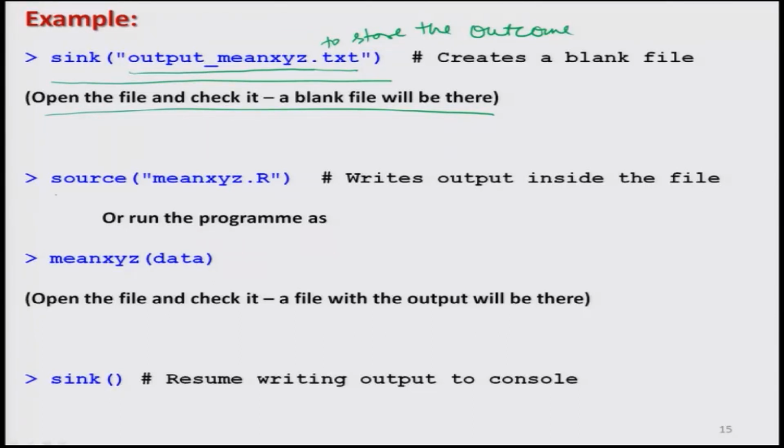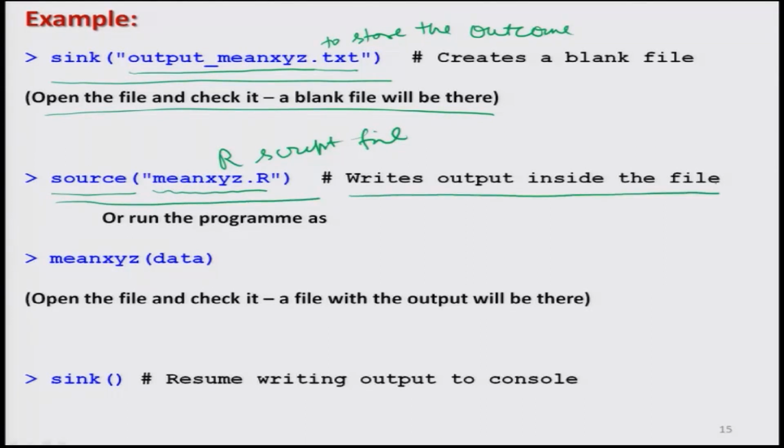Now after this I write the second step, source, and I give here the name of the file in which I have written the program. This file name is mean xyz.R, that is an R script file. Do not worry, I will show you on the R console also. As soon as I execute this command, this will write the output inside the file.